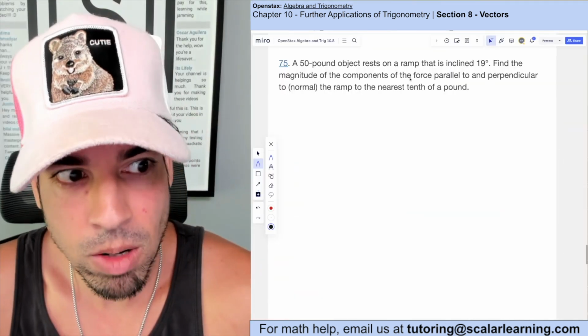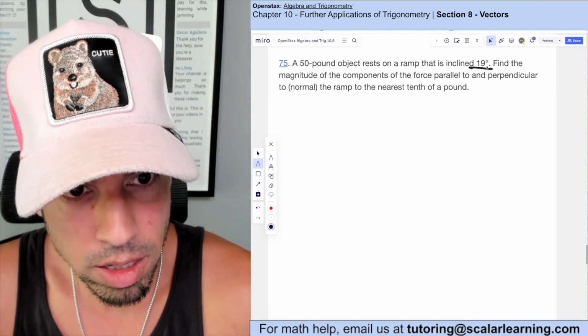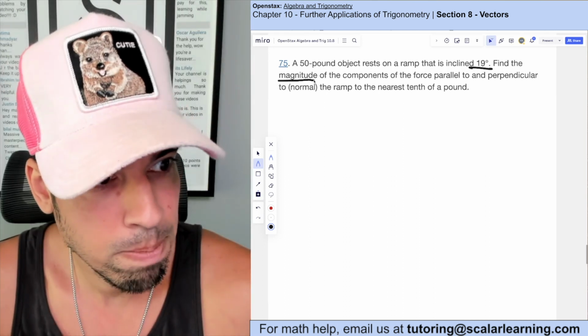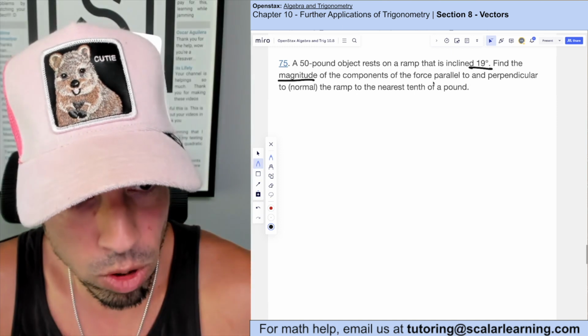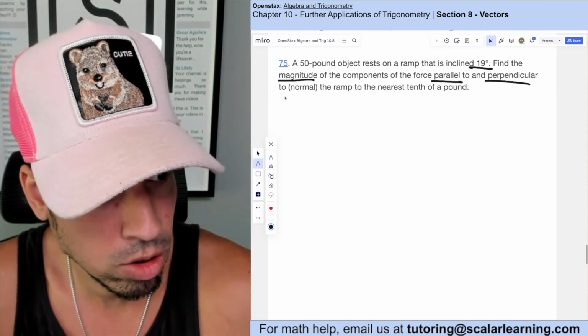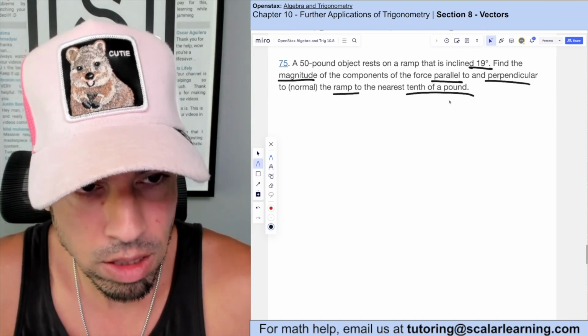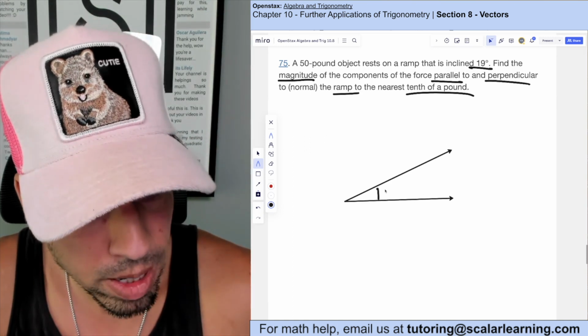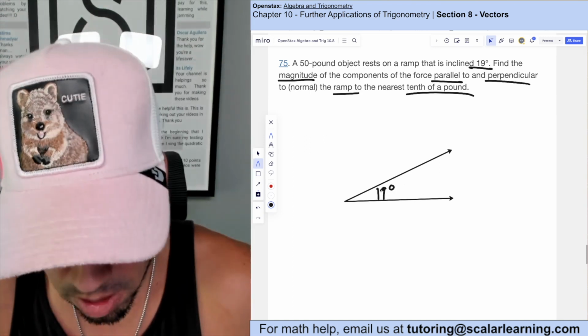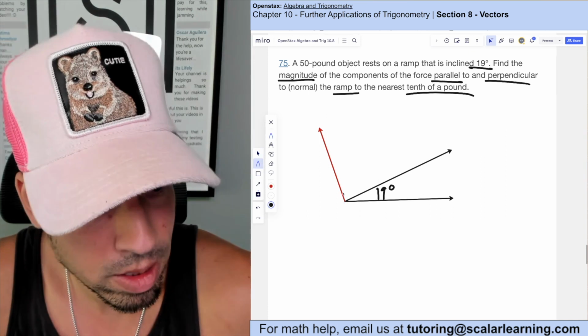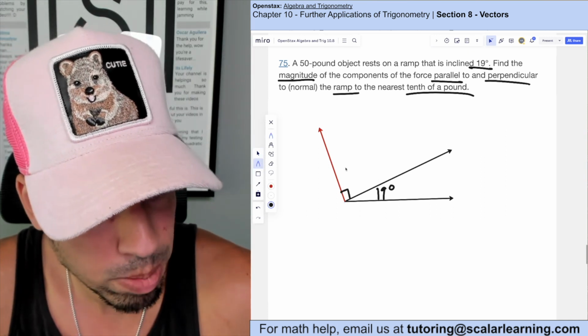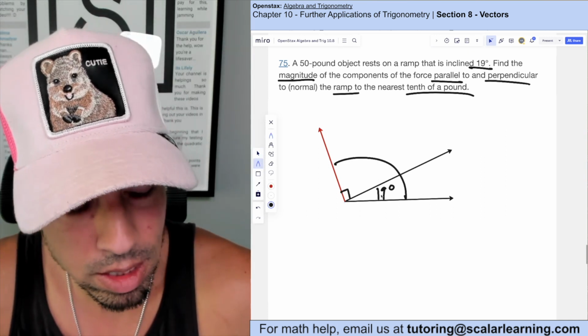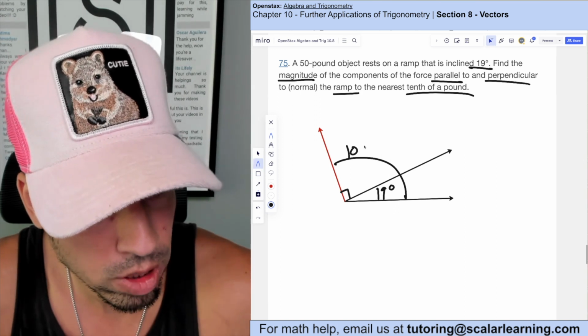Done. A 50-pound object rests on a ramp that is inclined 19 degrees. Find the magnitude of the components of the force parallel to and perpendicular to the ramp to the nearest tenth of a pound. So first of all, here's the ramp at 19 degrees incline, and then normal or perpendicular to the ramp would be a full angle of 90 plus 19, which is 109 degrees.